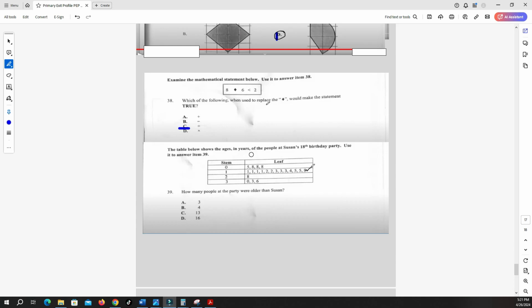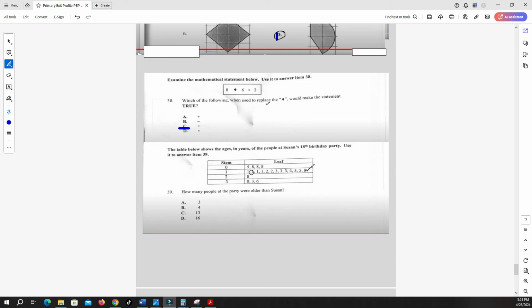And let's jump into 39. The table below shows the ages in years of the people at Susan's 18th birthday party. Use it to answer item 39. So we have a little stem and leaf table here. How it works is, over here you have the places, tens and ones. All of these are ones, so this would be 8. The maximum you can have out of this is 8.